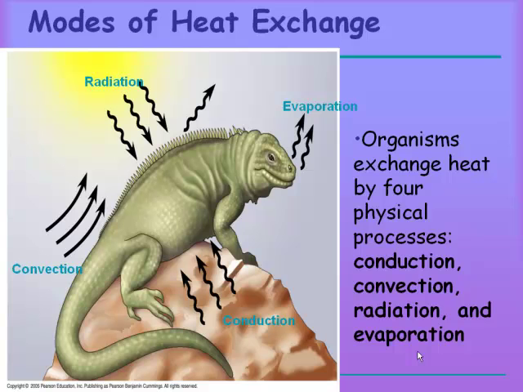So here are modes of heat exchange in ectotherms. They can exchange heat by evaporation, radiation from the sun, convection from the wind, and conduction. The sun has heated up the molecules of this rock, so it's hot for this iguana to sit on, and it's warmed by that. So warming, cooling.